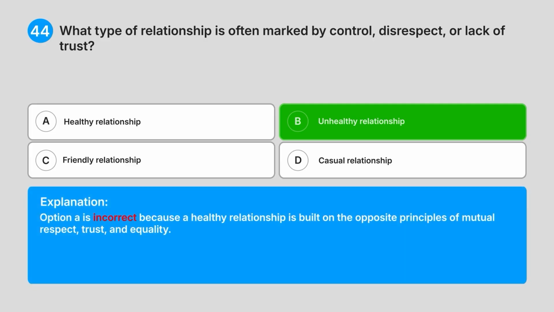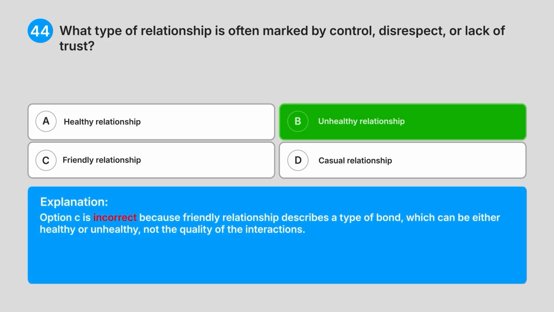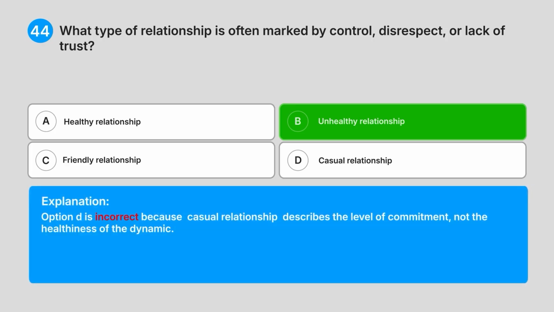Option A is incorrect because a healthy relationship is built on the opposite principles of mutual respect, trust, and equality. Option C is incorrect because a friendly relationship describes a type of bond which can be either healthy or unhealthy, not the quality of the interactions. Option D is incorrect because a casual relationship describes the level of commitment, not the healthiness of the dynamic.